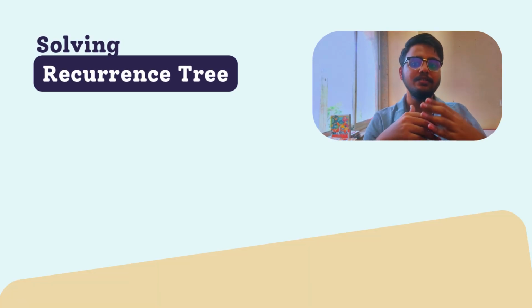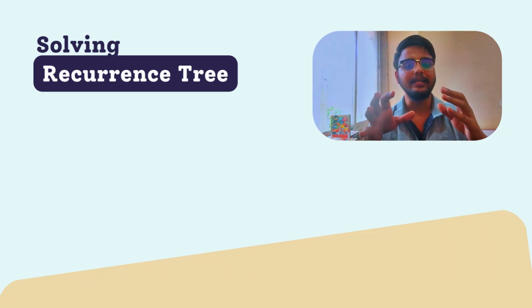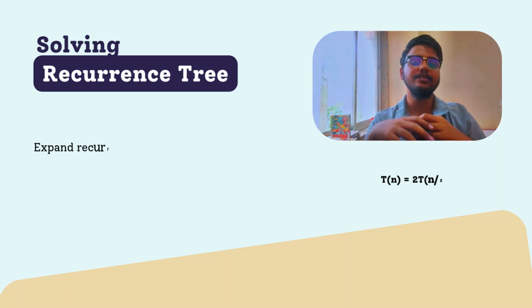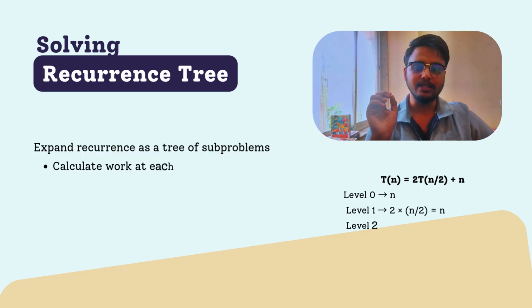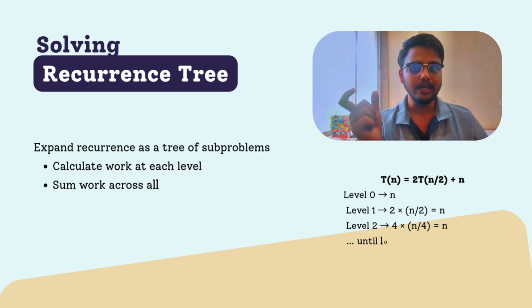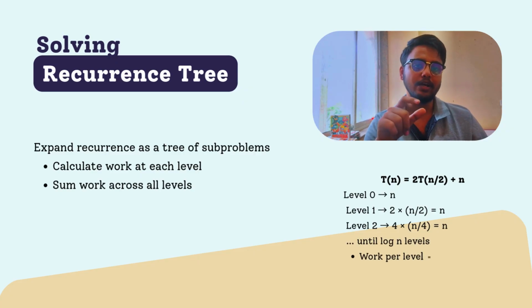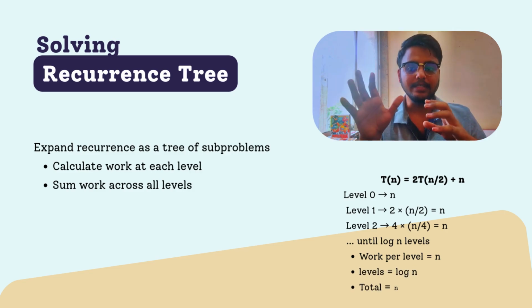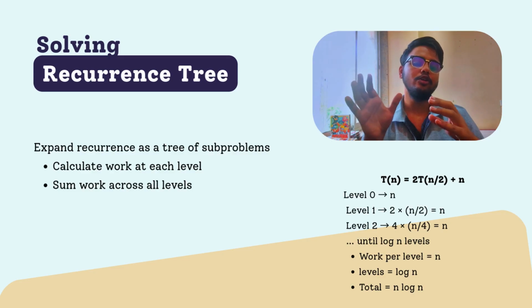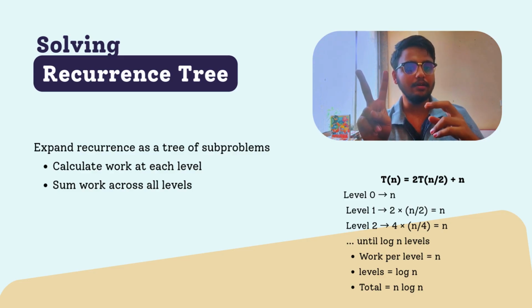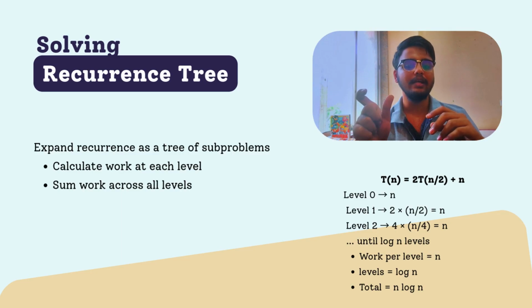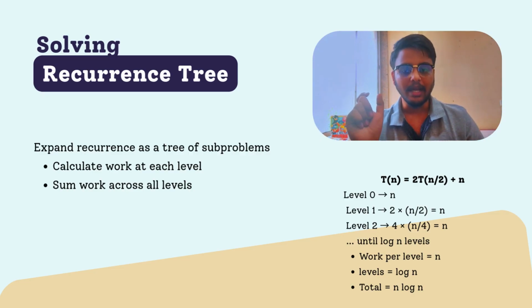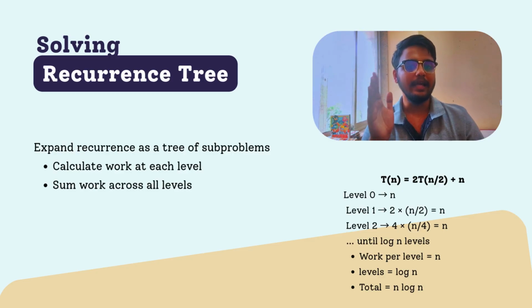Now moving on to the next part, that is the recursion tree method. The recursion tree method is a visual technique that helps us understand how the work is distributed across recursive levels. Let's take the most famous recurrence relation for merge sort, that is T of n equals 2 times T of n by 2 plus n, which means we split the problem into two smaller problems, that is 2 times T of n by 2, and then we add n amount of extra work that is going to be outside the relation. Now let's expand this relation like a tree.